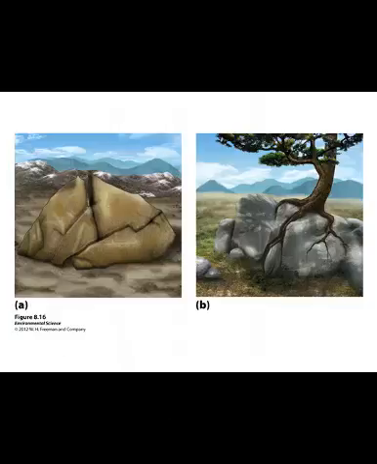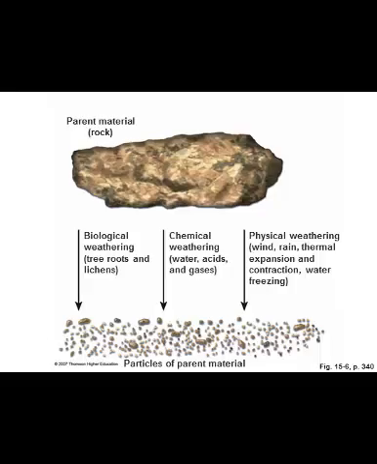So if you pay attention to the next slide here, this is just an example of a parent rock. Doesn't matter what kind of rock it is, igneous, sedimentary, metamorphic, and it's going through different experiences of weathering. And in this case, these are classified as biological, chemical, and physical weathering.